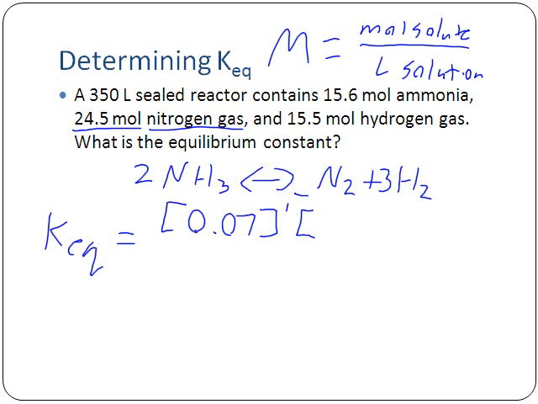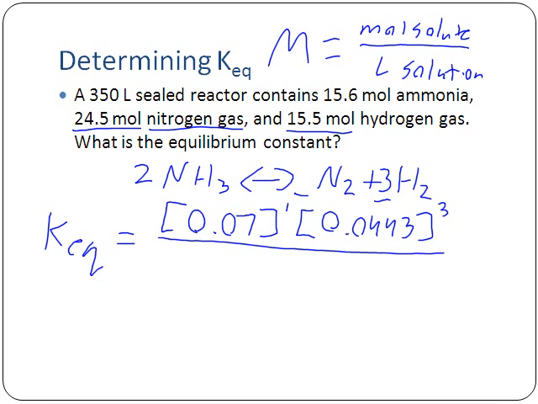The hydrogen, we know we have 15.5 moles, but we're going to have to find the molarity. So we take the moles, the 15.5, divided by the number of liters, which is 350 still. And so I get 0.0443 molarity, a 0.0443 molar solution, raised to whatever power we have here. In this case, that's the third power, divided by what's going to be on the left side. And the left side is going to be the ammonia, the NH3.